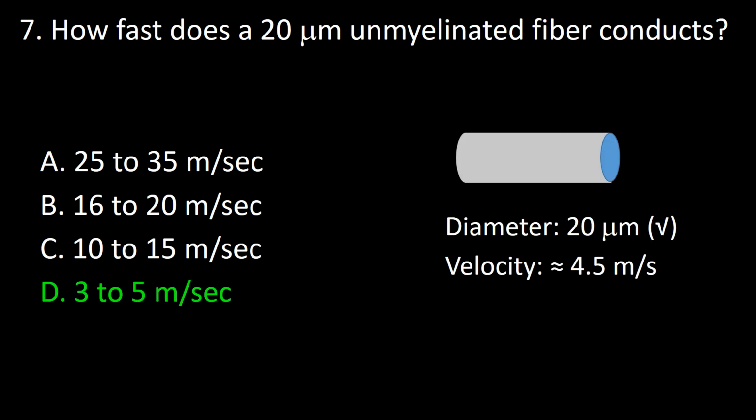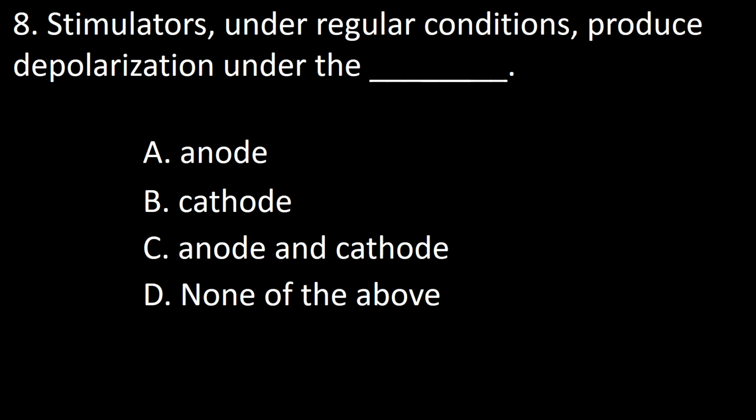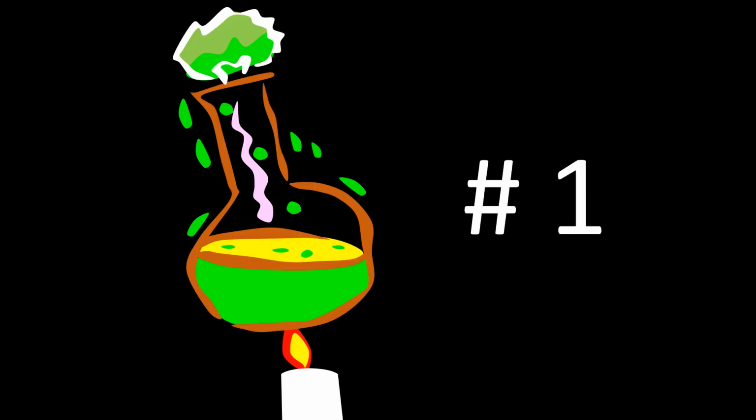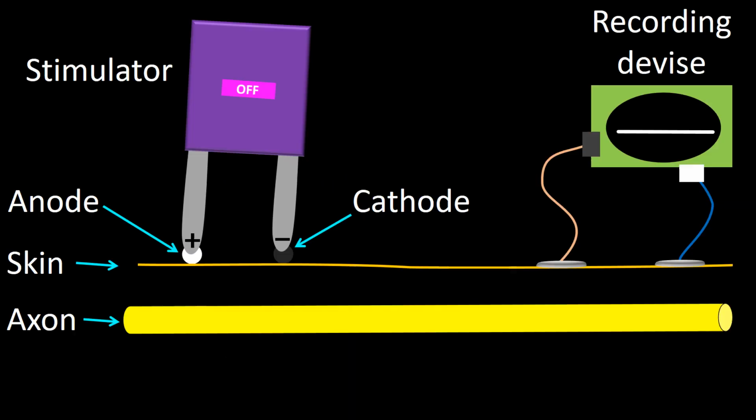D. Next question. Stimulators under regular conditions produce depolarization under the dash. A. Anode, B. Cathode, C. Anode and cathode, D. None of the above. I will address this question by telling you about three mind experiments. Here goes the first one.